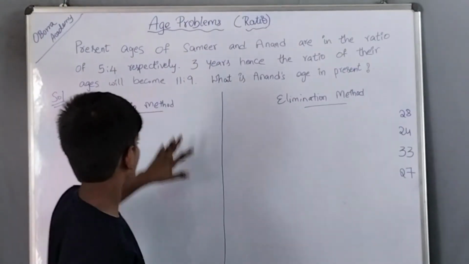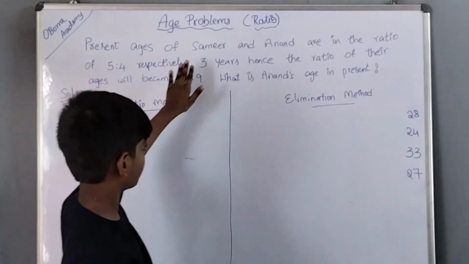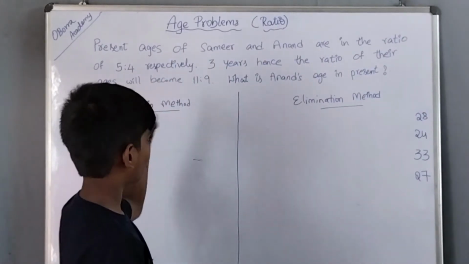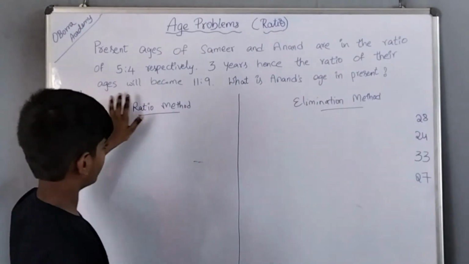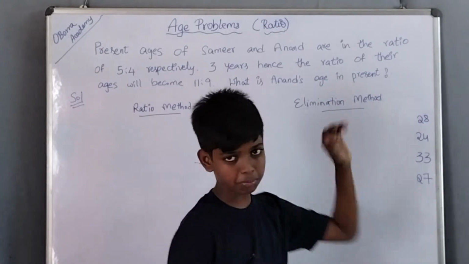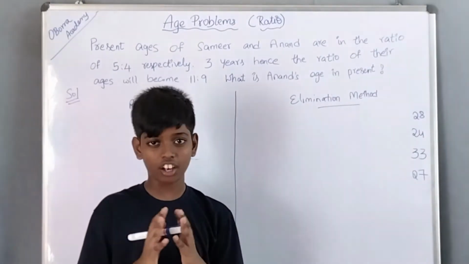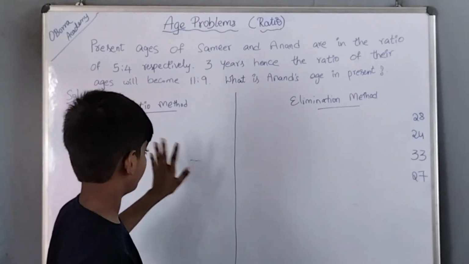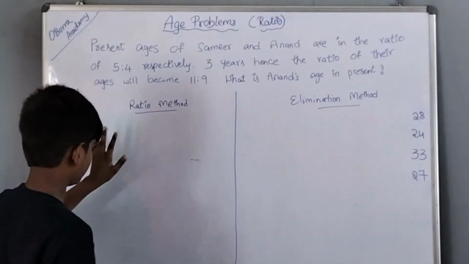This is our second question, and now let's read the question once. Present ages of Samir and Anand are in the ratio of 5:4 respectively. Okay, that's good. And 3 years hence, the ratio of their ages will become 11:9. So, what is Anand's age at present?